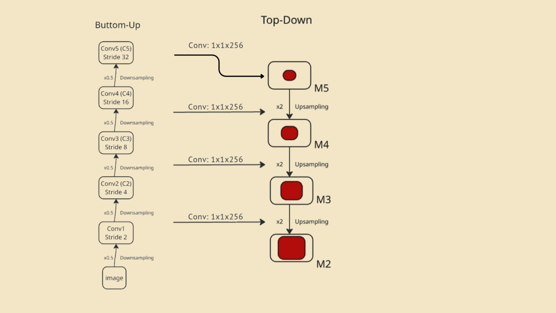Now, we start from the deepest, smartest map, like C5. We then upsample it, which means we make it bigger, like zooming in on a photo.